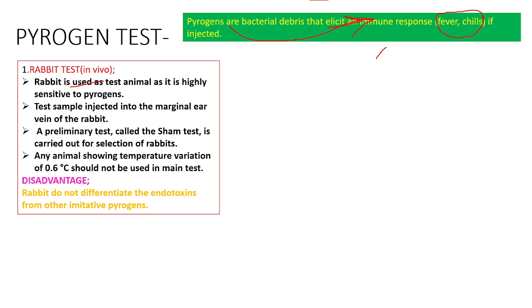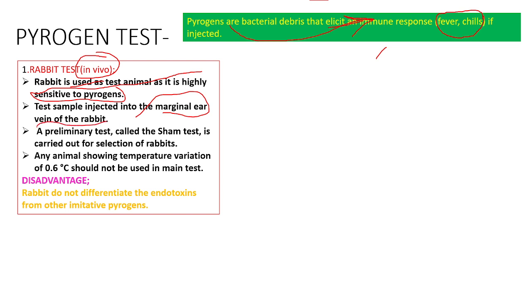This rabbit test is in vivo, nothing but we need to perform it within the animal. We use rabbits as test animals because rabbits are highly sensitive towards pyrogens. The test sample can be injected into the marginal ear vein of the rabbit. In the marginal ear vein, we can inject the test solution.